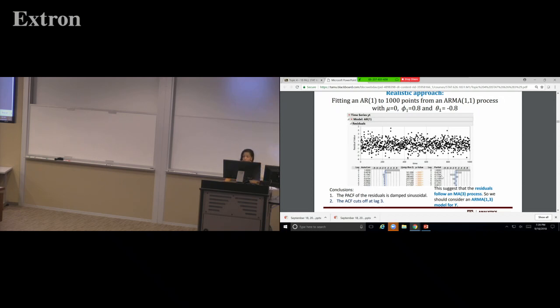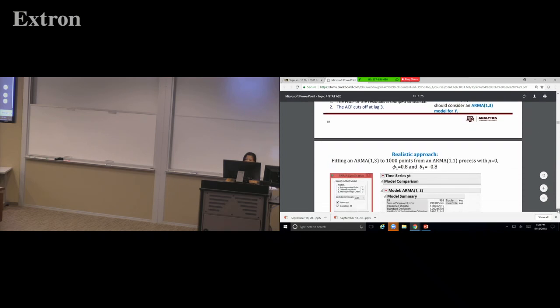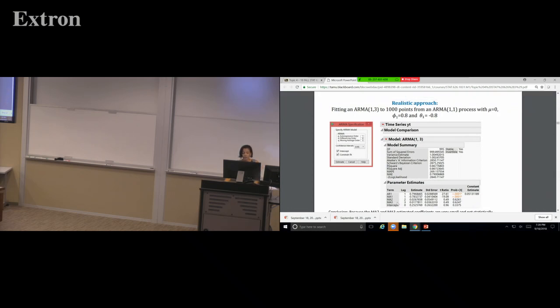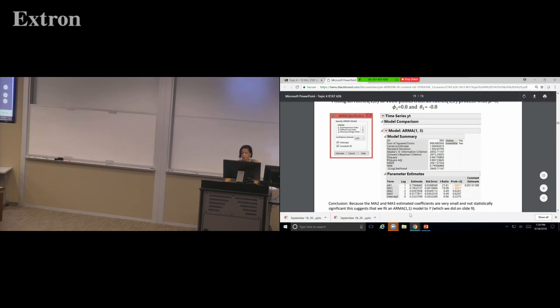Okay, so if you move on and fit an ARMA 1-3 model to the data set Y of t, what you end up with in this image are an autoregressive parameter estimate that's significant, and a moving average theta 1 that's significant, but then we end up with theta 2 and theta 3 that are not significant. When you end up with these MA2 and MA3 estimated coefficients that are really small and not statistically significant, that tells us we probably need to drop back down with that moving average part, to just a moving average part of 1, which is what we investigated on slide 9.